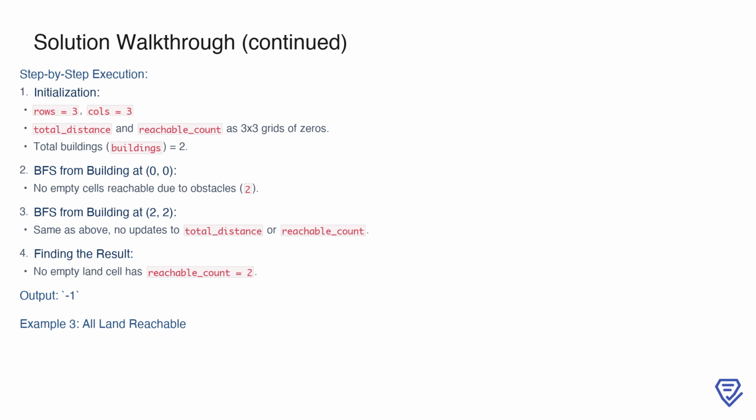Finally, when we check all empty land cells, we find that none has a reachable_count equal to 2, meaning no empty cell is reachable from both buildings. As a result, the output for this case is -1.